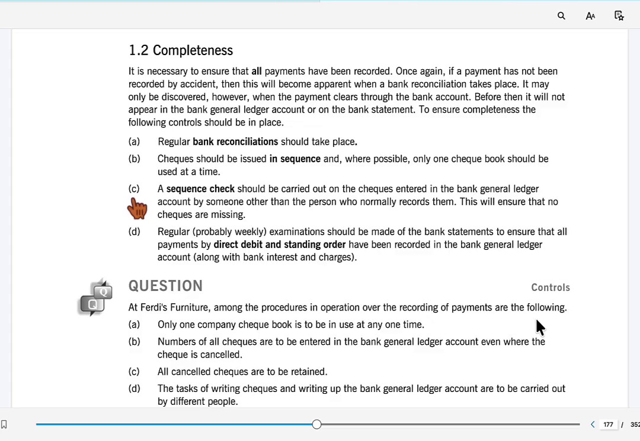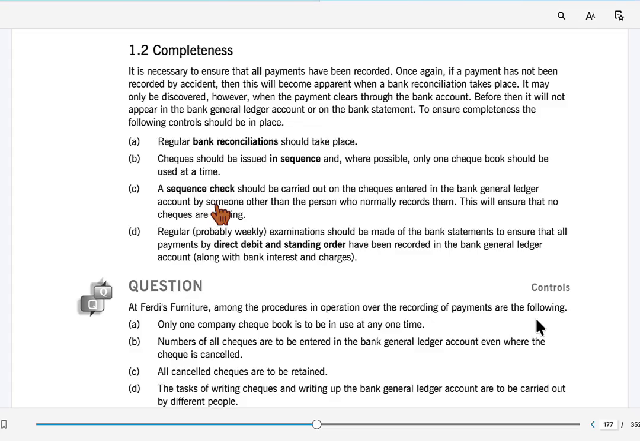Control 3. A sequential check should be carried out on checks entered in the bank ledger account. This control is very powerful. The book says that a check should be carried out to confirm that all checks written are entered in the bank general ledger account. In simple words, we must check that every check number is recorded in the bank ledger. So what happens? A list is made of checks written. Then the bank ledger entries are checked to ensure every check appears there. This stops missing entries. Because even if the check has not cleared the bank yet, it should still be recorded as soon as it is written. So the business is recording payments at the correct time.